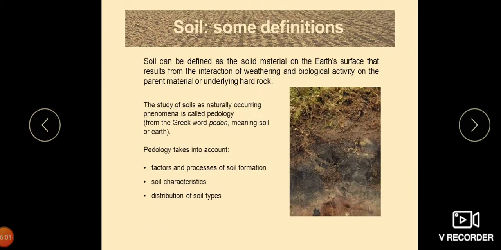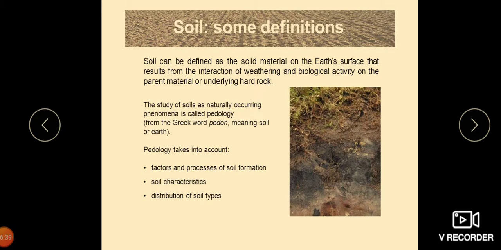So, when we say soil, children, in different languages, we call soil by different names. In English, we say soil. In Hindi, we call it mitti. In Sanskrit, we call it pamshu, mrutika, and in Kannada, we call it mannu. So, you have to find out and tell me in your languages what the soil is called. What do they call soil in your mother tongue?